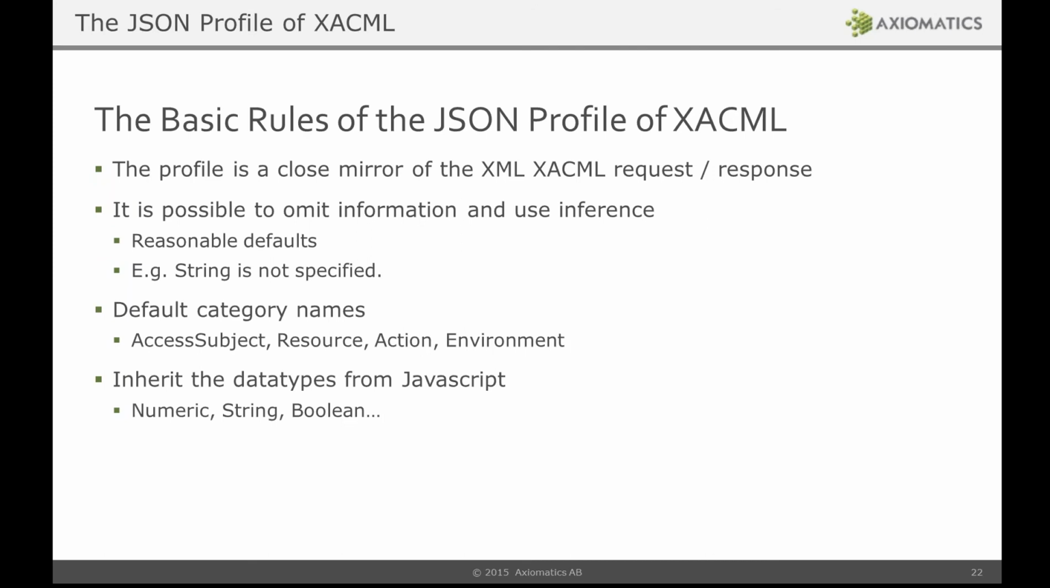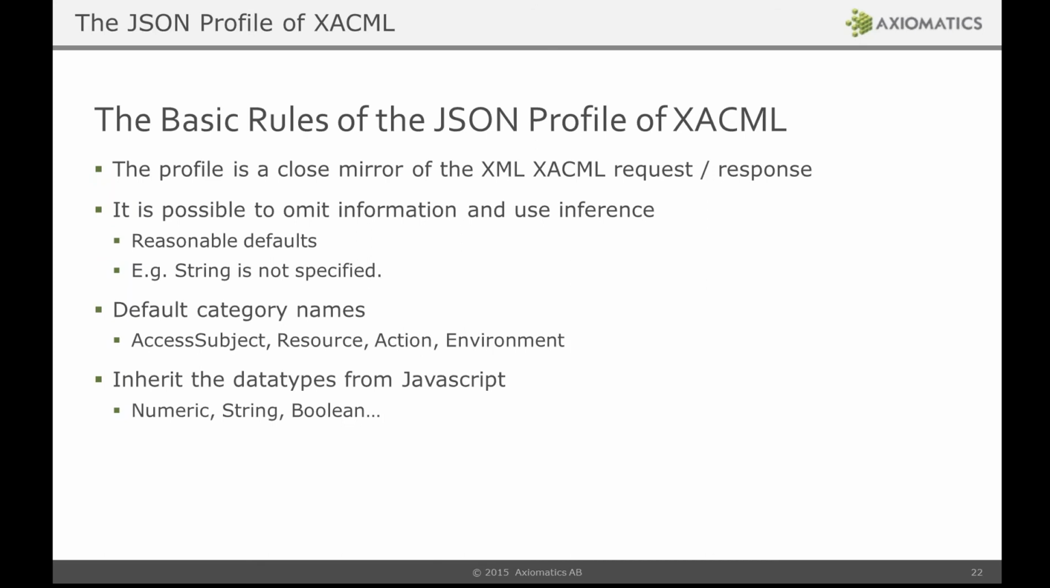Let me explain. In a traditional XML encoded XACML request, you have to give the ID of the attribute, for instance, role. You have to give the data type of the attribute, for instance, string. You have to give the value, you have to give the category, so on and so forth. There's quite a bit of information you have to specify. In the JSON profile, we cut it down to the bare minimum.